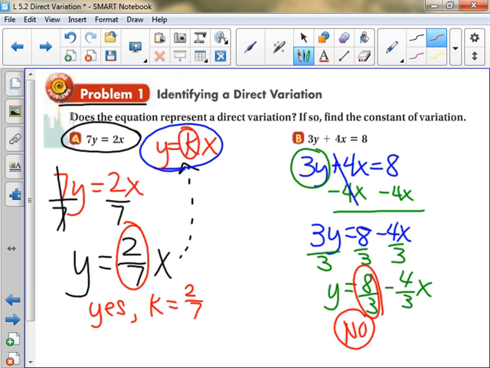Now you may have been able to look at the original equation and see this constant and say, not a direct variation. And in that case, you could have done none of this work and just answered no, and that would have been okay.